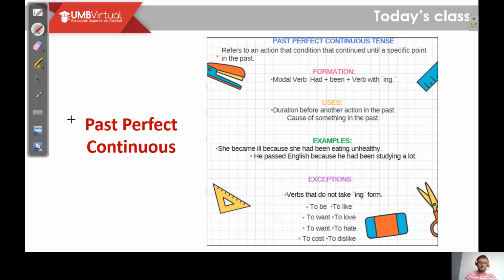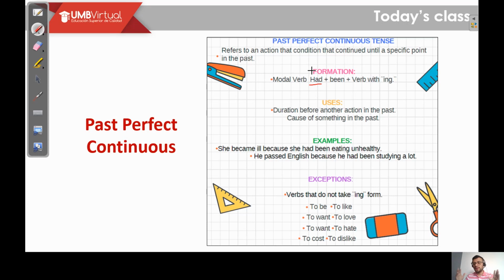Okay, past perfect continuous. It is the same as the previous one. The only change is that we are not going to have the verb has or have, sorry, but we are going to have that auxiliary verb in the past: had been and the verb plus ing. It refers to an action or condition that continued until a specific point in the past.